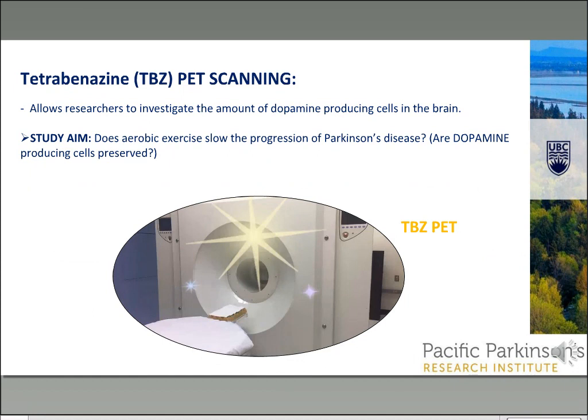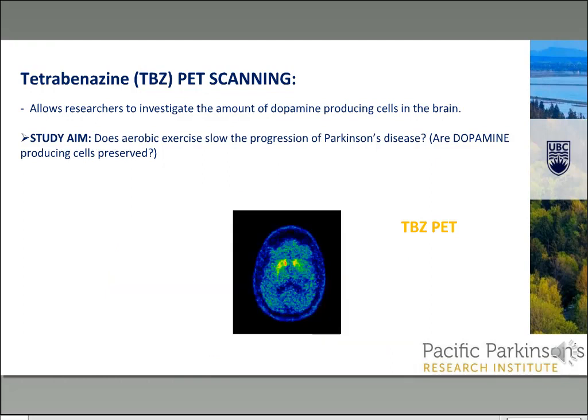All participants in the exercise study at UBC also completed TBZ PET scanning before 3 months of exercise to establish a baseline level of dopamine-producing cells in the brain. TBZ allows us to measure the amount of dopamine-producing cells. Participants will be invited to come back in 3 years' time to repeat the TBZ PET scan to look at changes in levels of dopamine-producing cells. The study aim is to determine if aerobic exercise preserves dopamine-producing cells. And can exercise also help to delay the progression of Parkinson's disease?